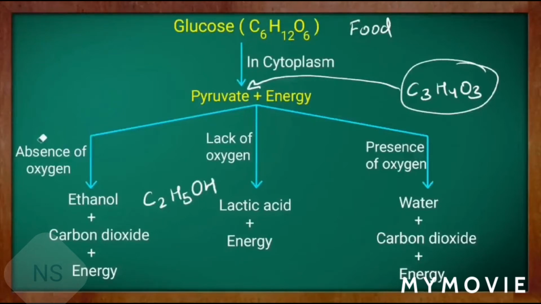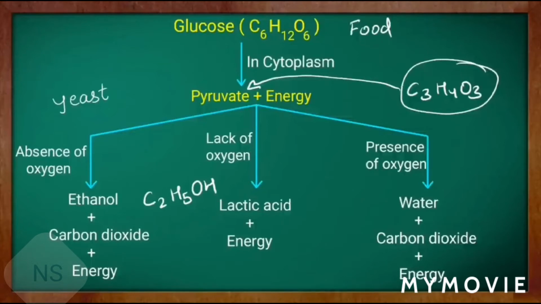The fate of this pyruvate depends upon the presence or absence of oxygen. In the absence of oxygen, pyruvate, a 3 carbon molecule, gets broken down into ethanol, a 2 carbon molecule having the molecular formula C2H5OH, along with carbon dioxide and energy. This process takes place in microorganisms such as yeast, which is a unicellular fungus.